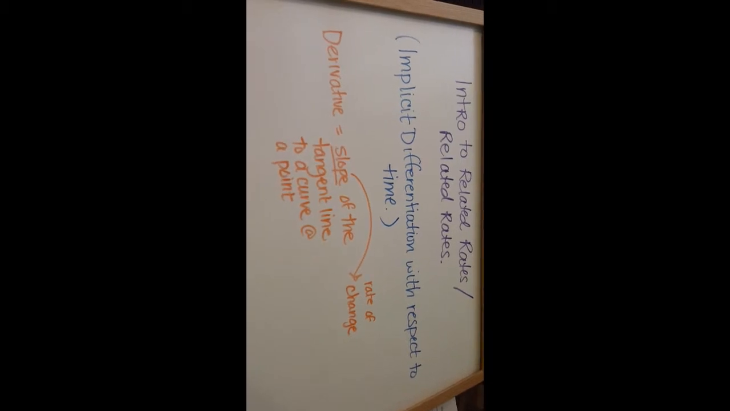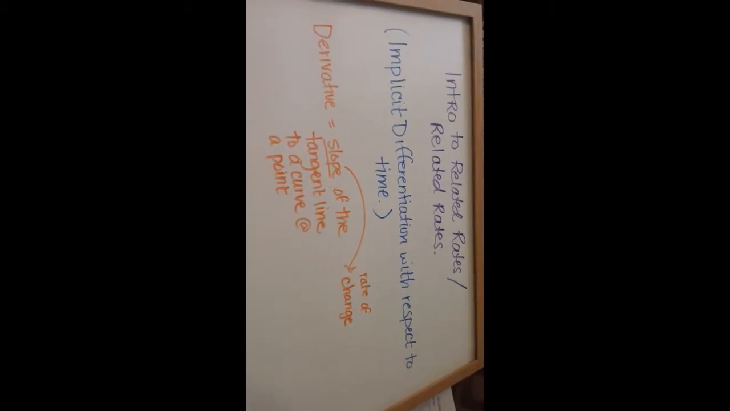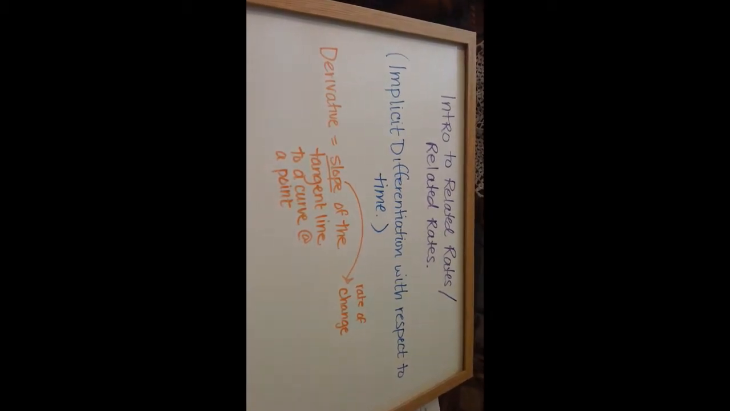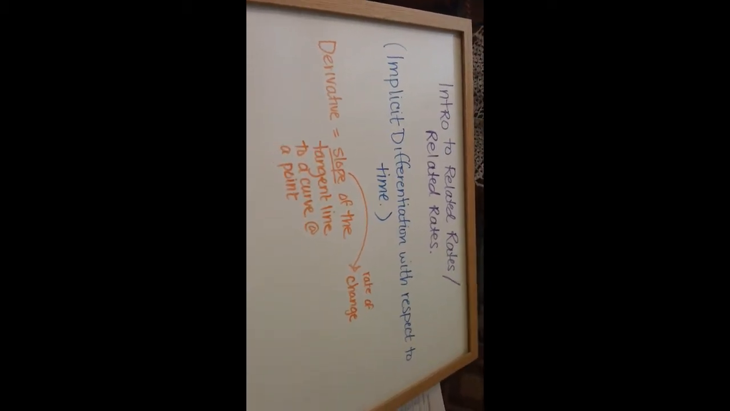Now if we go back a little bit, the definition of a derivative is that it's the slope of the tangent line to a curve at a point. But slope is the same thing as the rate of change. So with that in mind, we start with the intro to related rates notes.